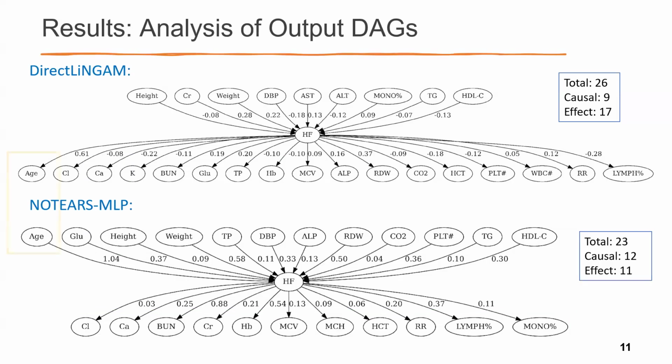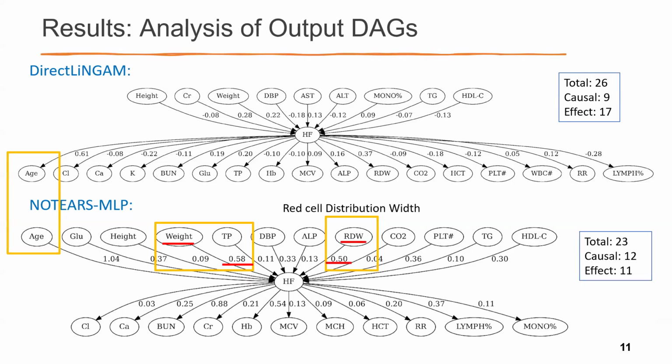For the overall DAG, age is the most significant feature. As common knowledge, age isn't affected by other variables, so the non-linear NOTEARS MLP model gives us more accurate results. And the age has the highest causal strength among all the causal features. Also, our model found that weight is the second causal feature.